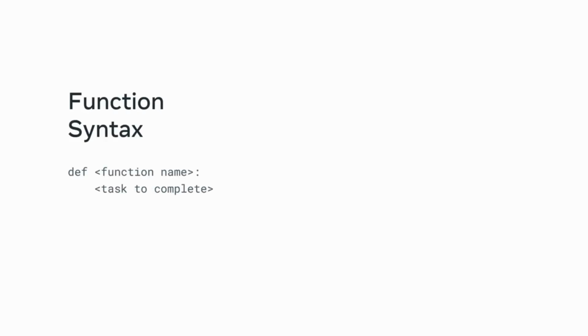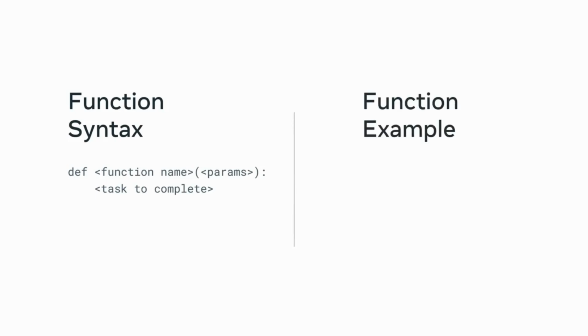So, how do you declare a function? A function is declared using the def keyword, followed by the name and task to complete. Optional parameters can also be added after the function name within a pair of parentheses. Here's an example of creating a function to add two values. Type the def keyword, followed by the function name of sum, then enter x and y as parameters. And finally, enter return x plus y as the task to complete.